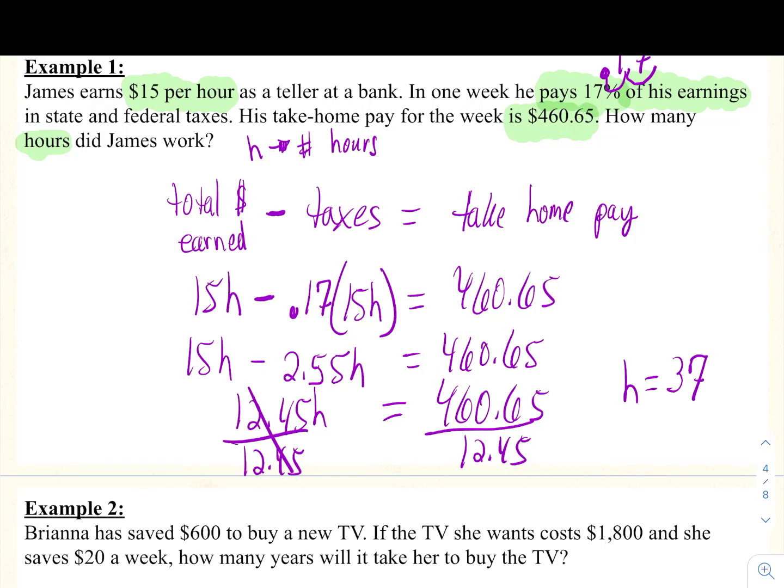We need to think back, what does h equals 37 mean? Well, h is the number of hours, so 37 is hours, and what this tells us is James needs to work 37 hours to get this take-home pay.